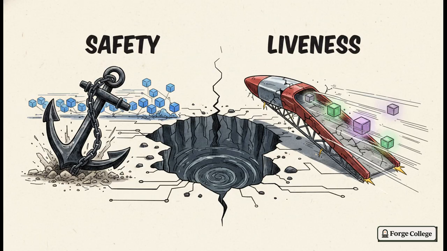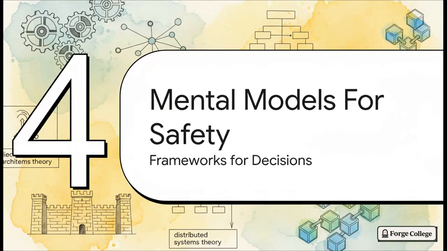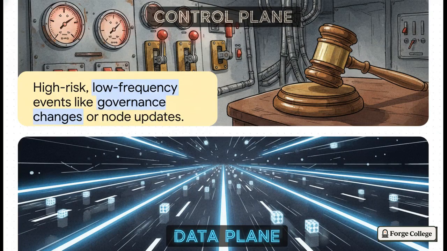Prioritizing liveness, however, means the network just keeps moving and trusts that it can resolve any conflicting commits later on. Part 4, mental models for safety, frameworks for fast decisions. Now, what's really interesting here is how we navigate these choices without pulling our hair out.